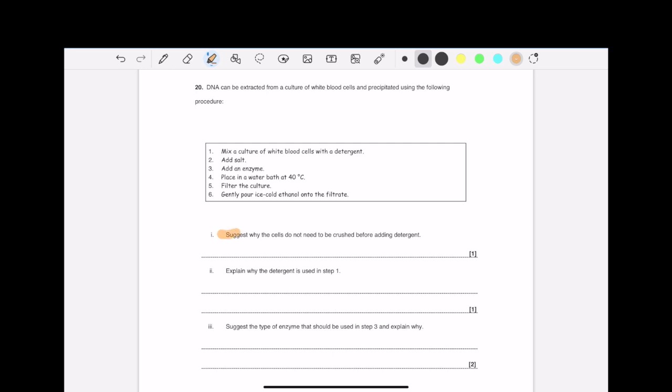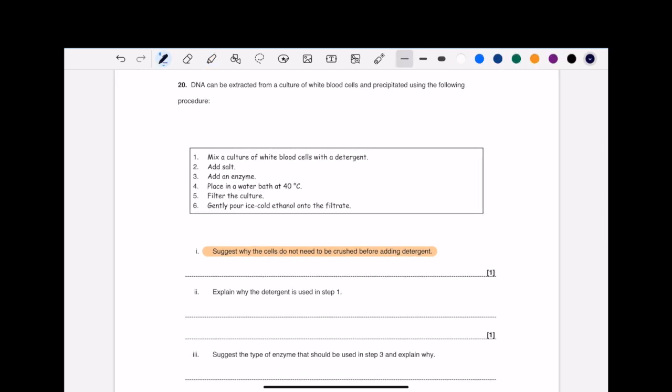It says, suggest why the cells do not need to be crushed before adding detergent. Okay, let's actually read the information now. DNA can be extracted from a culture of white blood cells and precipitated using the following procedure. Mix a culture of white blood cells with a detergent. So why does it not need to be crushed? Well, this is going to be an application sort of question, only because just by looking at the information given, I can't really tell you straight away why it doesn't need to be crushed.